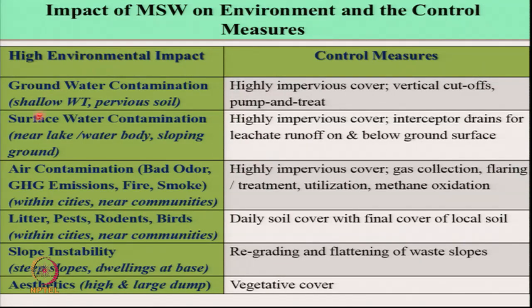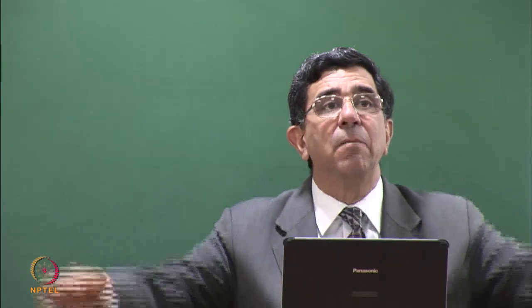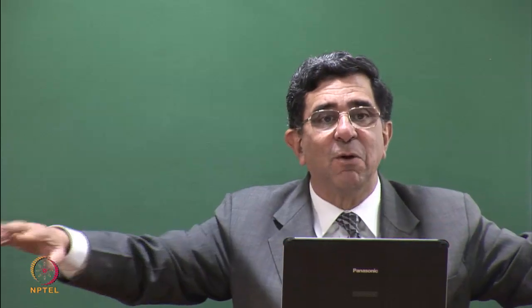So, these are the type of situations in which you can have different impact. The same waste will give you different impact. What happened in Brazil? Slope instability. Why? Steep slopes, dwelling units were on the slope. You have a high impact of slope instability. Aesthetics. You have a high and large dump. The dump is this big and the dwellings are this small. So you drive up to it.